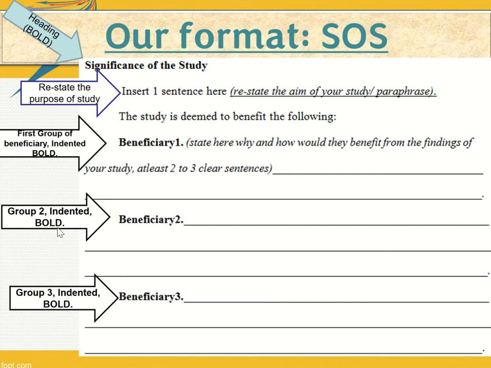And then, beneficiary 2. So, yung second group na mag-benefit in your study. For example, hospital nurses. Okay? So, indented bold. And then, same. You state here why and how would they benefit from the findings of the study. At least 2 to 3 sentences. Group number 3, another beneficiary. So another example might be like hospital administrators. Okay, so ayun, just the same.